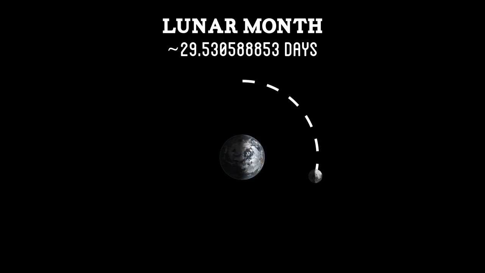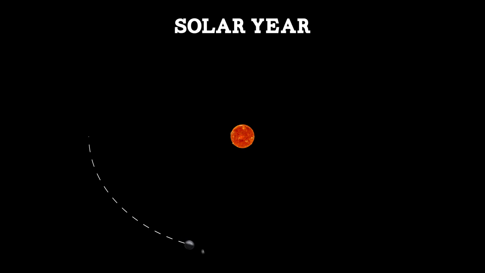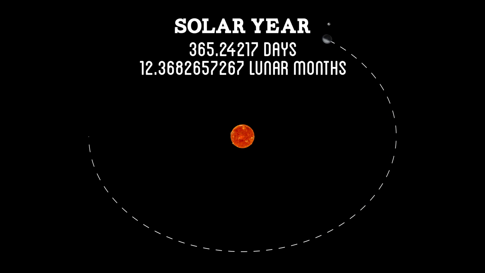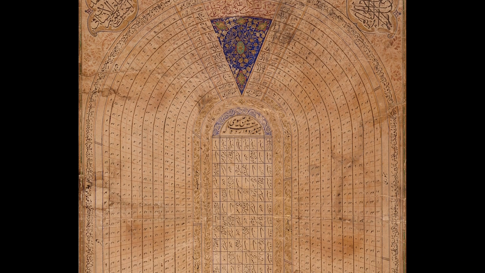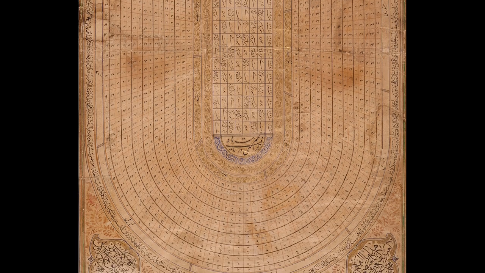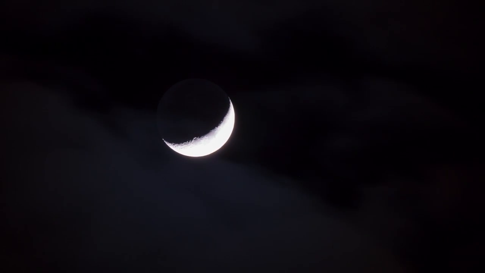A lunar month is composed of roughly 29.53 days, but fluctuates from month to month in its exact amount. A solar year is composed of 365.24217 days, and over 12.36 lunar months. The Islamic calendar uses a strictly lunar calendar and measures each month starting from the first visible crescent phase of the moon after each new moon.